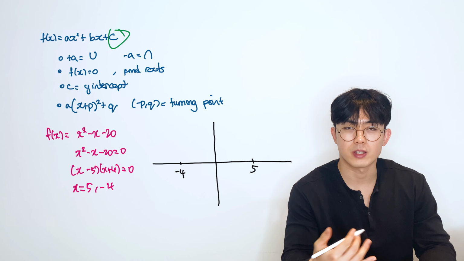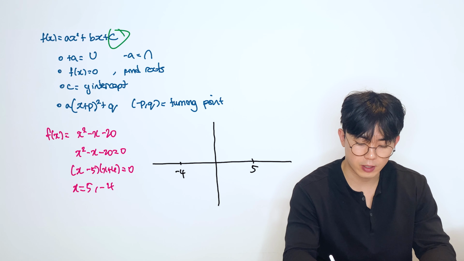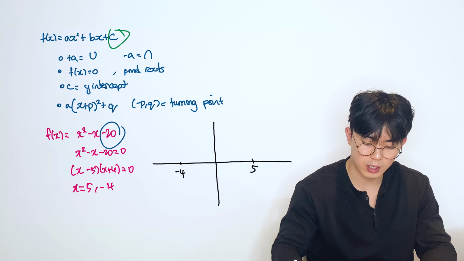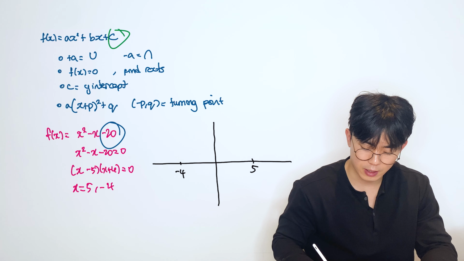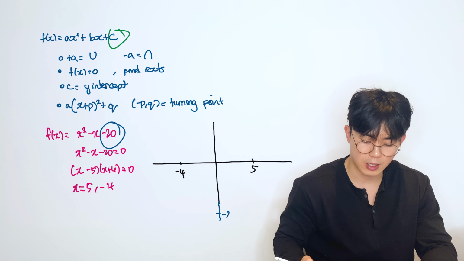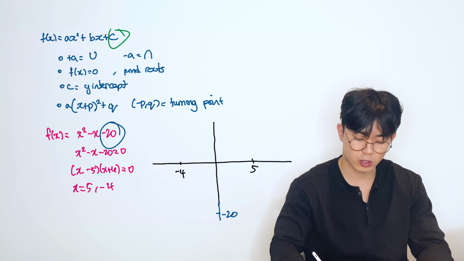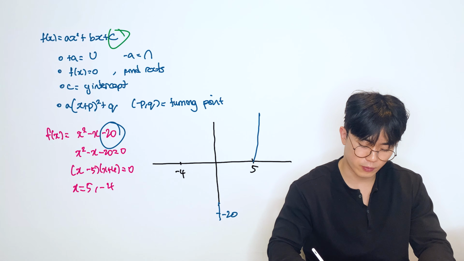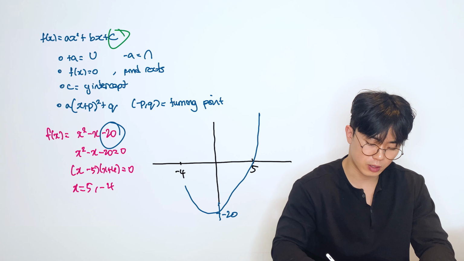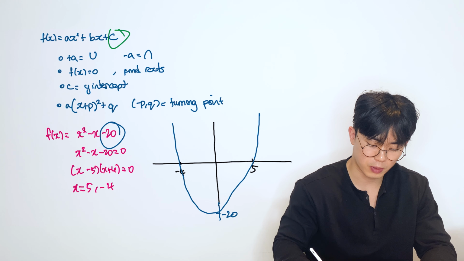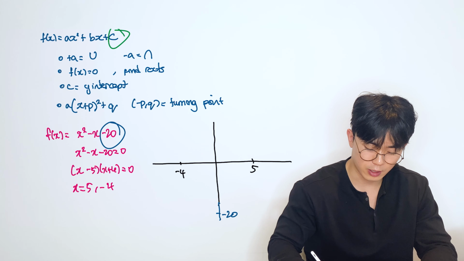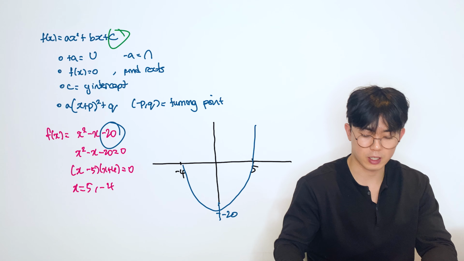Right, where does it cross the y-axis? Well, it's the c value here. So in our case, the c value is negative 20. So it's going to cross when y is negative 20, like this. And it's going to be a U shape. So if I just draw it, then it's going to look something like this. It's a poorly drawn U, but you get the image.